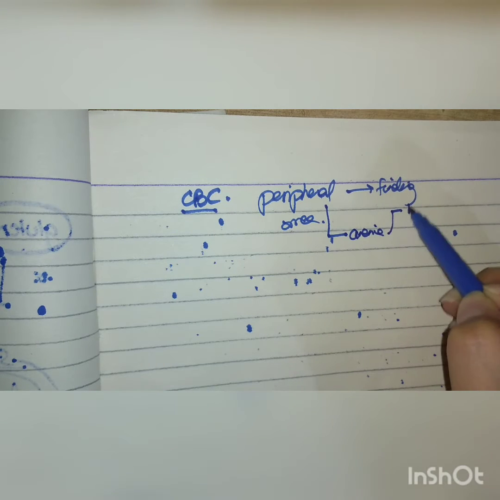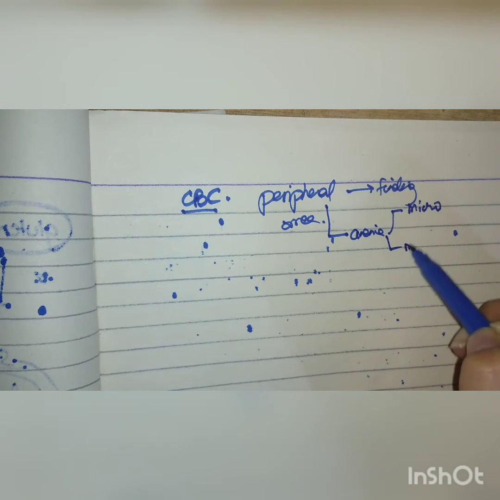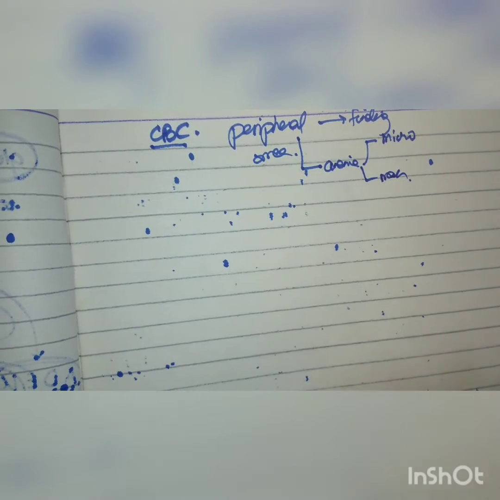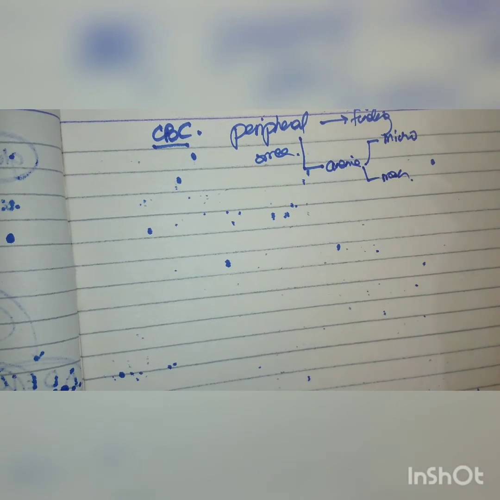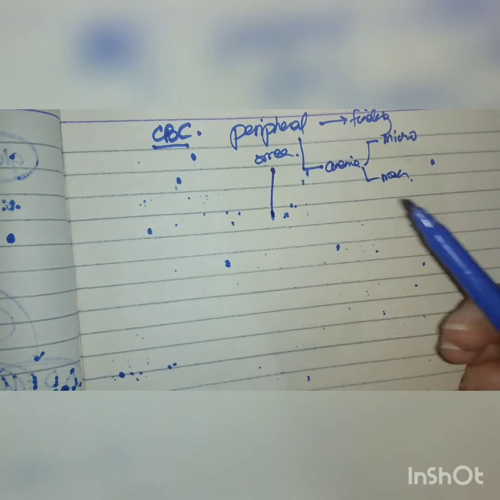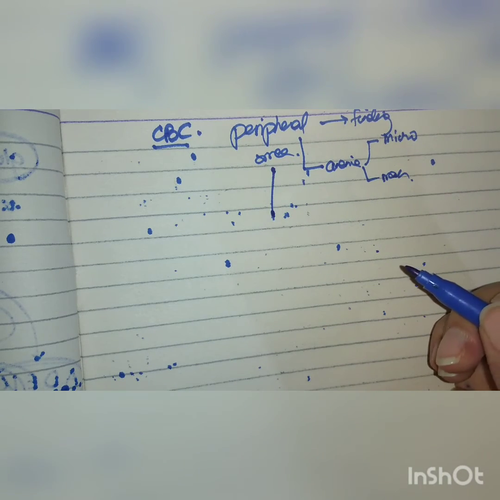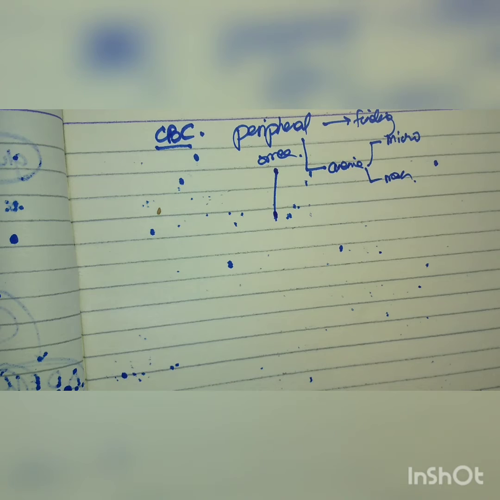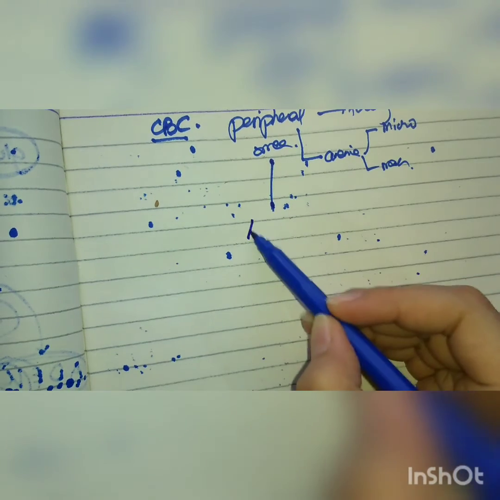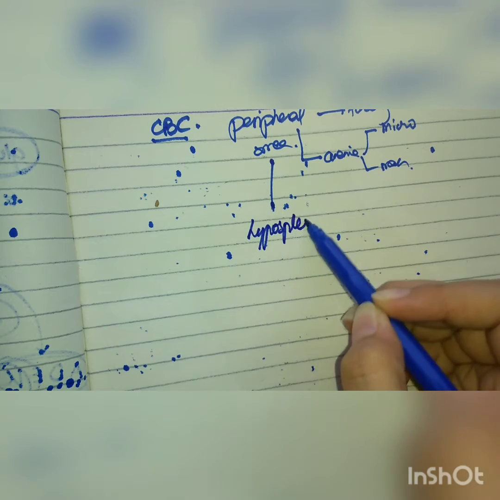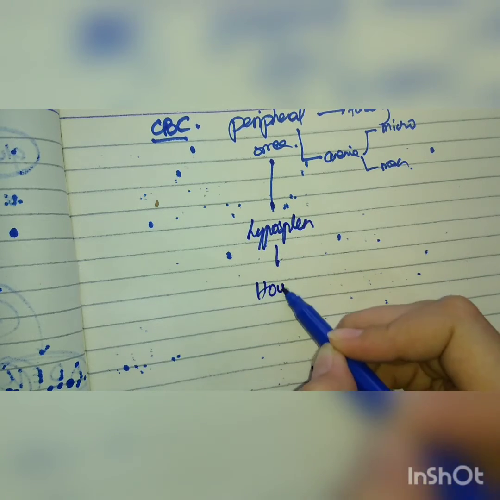Which anemias? It can be micro and it can be macro. Okay, both of these can be there, because of iron deficiency or B12 deficiency, both of these. And in peripheral smear, there's a high chance of finding splenic atrophy with celiac disease. So you're going to find the features of hyposplenism. And what are those features? You are going to see Howell Jolly bodies.